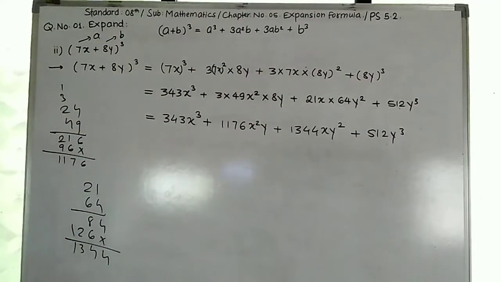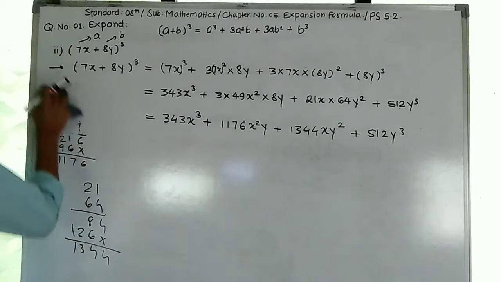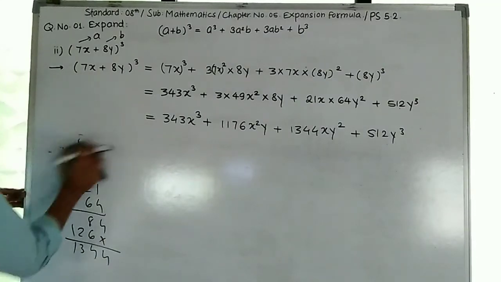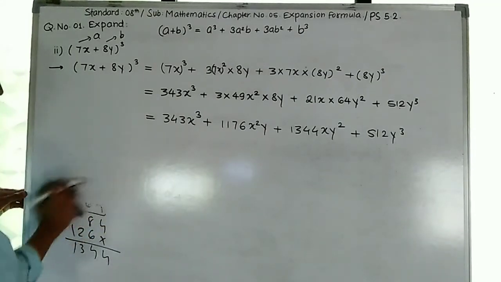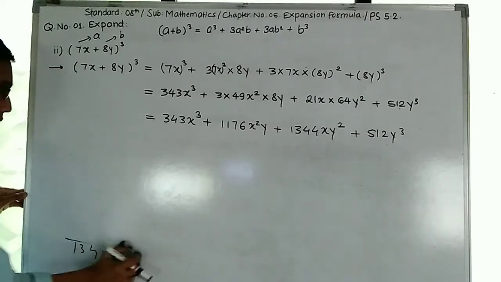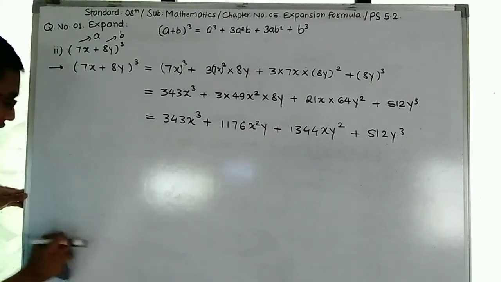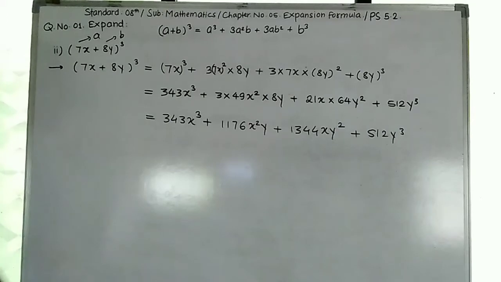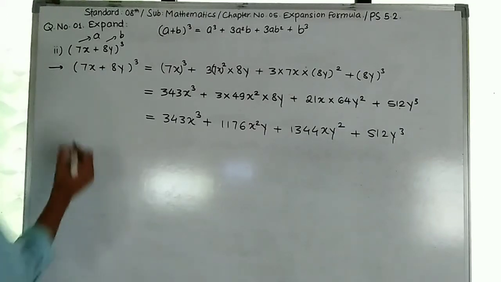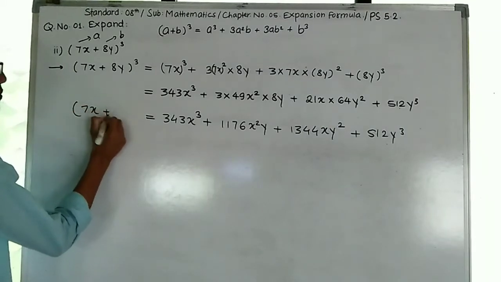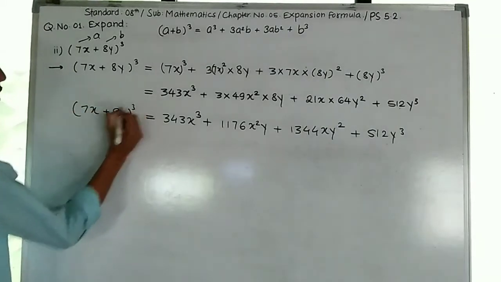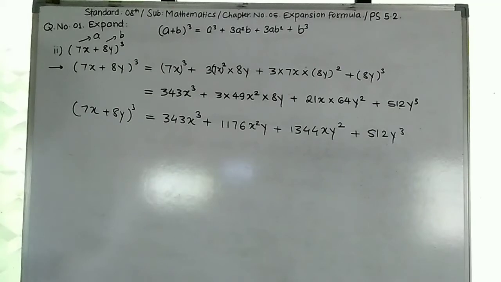So what is the expansion of (7x plus 8y) raised to 3? The expansion is 343x square, sorry, 343x cube plus 1176x square y plus 1344xy square plus 512y cube. Okay, so this is the expansion for (7x plus 8y) raised to cube. Okay, let us see the another sub question.